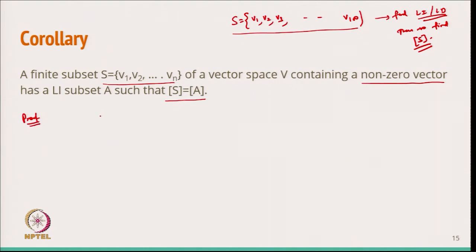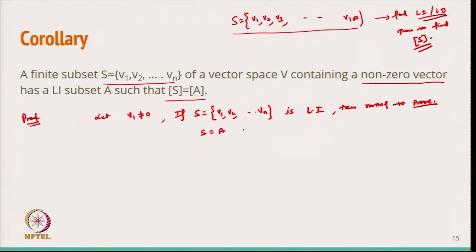So in this case my S is given to me. So let us assume that v1 is not equal to 0. Okay. So if the set S is linearly independent, then nothing to prove, because in that case S is itself A, and from there the span of S is equal to span of A. Okay, so this is okay. Now it is case one.